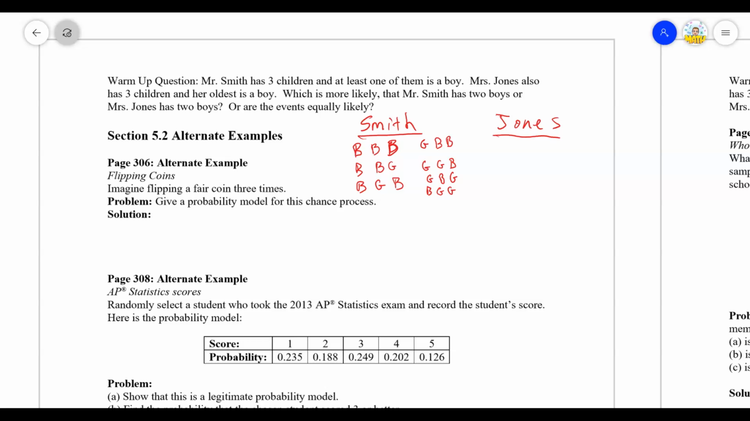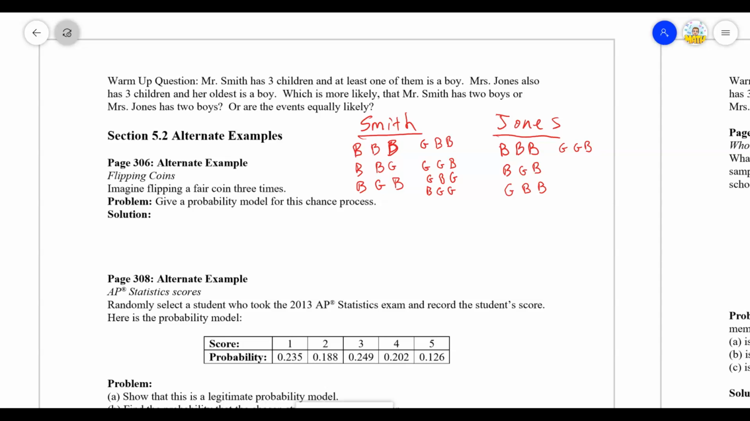Okay, and then we have Mrs. Jones. It says that Mrs. Jones has 3 children, and her oldest is a boy. So Mrs. Jones's situation could be 3 boys, and the oldest is a boy, right? We have no 3 girls, and we always have to have a boy in that third spot. The oldest has to be a boy, so we can't have any of these situations here where there is a girl who's the oldest. So these are our 4 situations when we map this out.